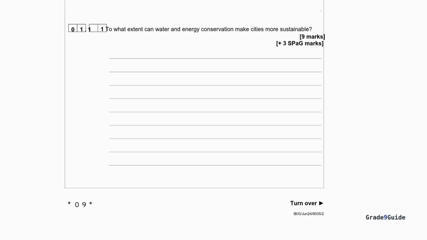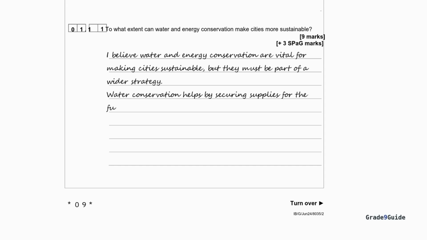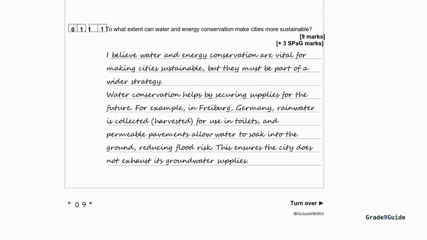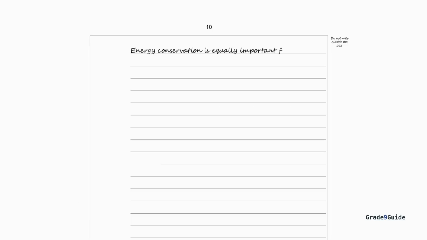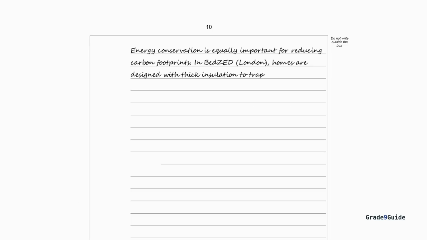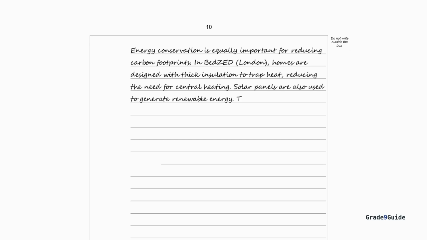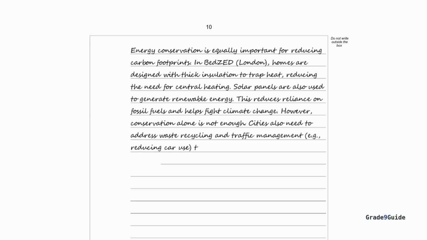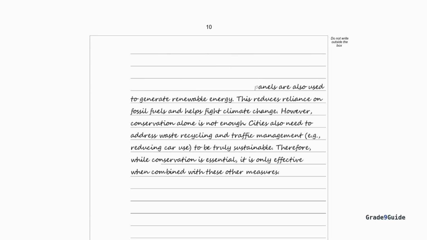So, how would you structure a top answer for this? Well, you'd build an argument using really specific examples from your case studies. Maybe Freiburg for water conservation and BedZED for energy. It's crucial to address both water and energy, and then pull it all together with a final judgment on that to what extent part. You might argue they're very successful, but work best when combined with other strategies. And with that, we've reached the end of Section A.